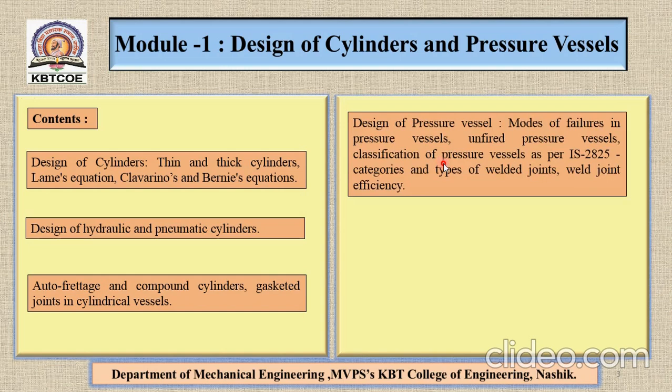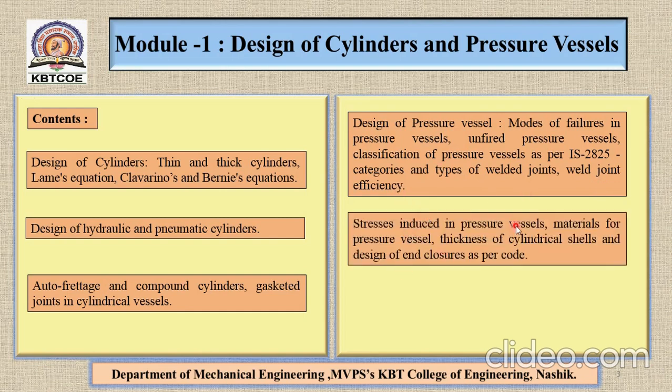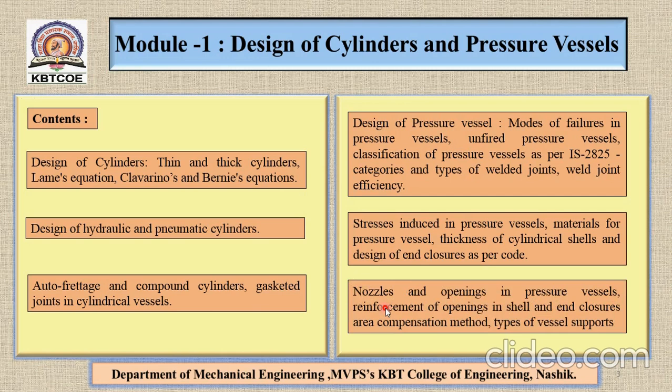Design of pressure vessel, modes of failure in pressure vessels, unfired pressure vessels, classification of pressure vessels as per IS code 2825, categories and type of welded joints, welded joint efficiency. Stresses induced in pressure vessels, materials for pressure vessel, thickness of cylindrical shells, and design of enclosures as per IS code. Nozzles and openings in pressure vessels, reinforcement of openings in shell and enclosures, area compensation method, types of vessel supports.